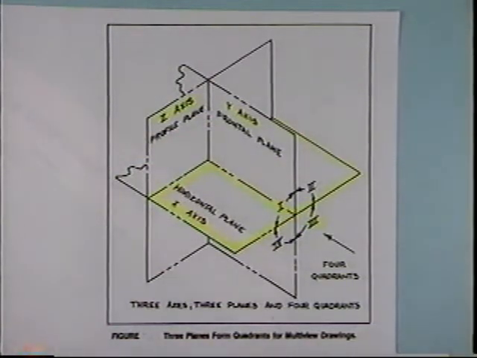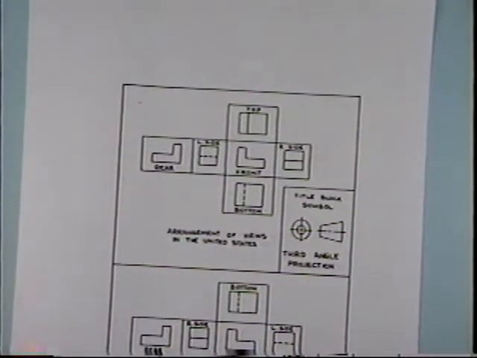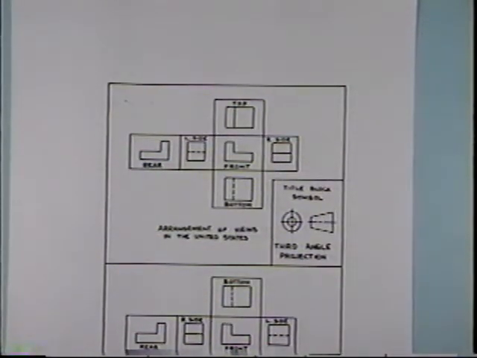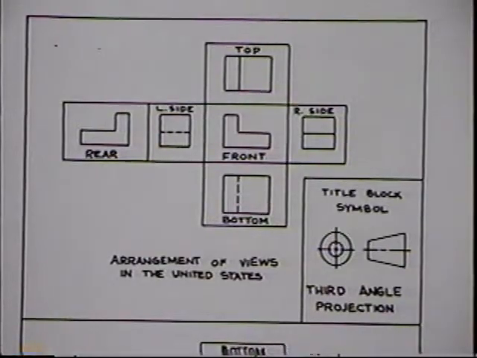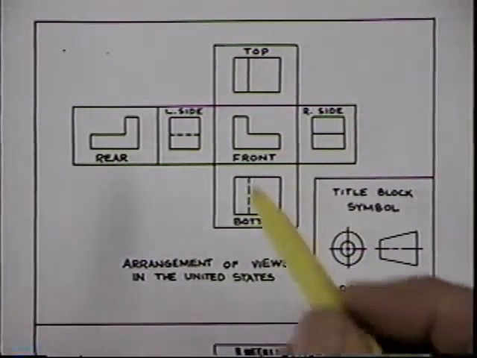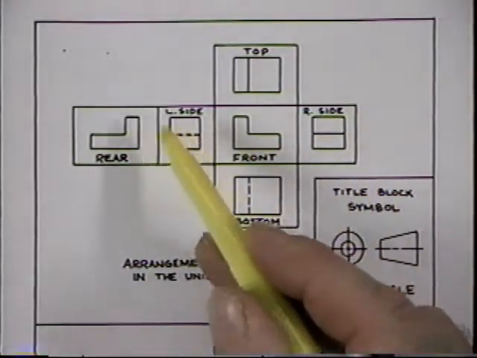In simple terms, the Americans use the projection here, and they use what we call third angle projection. And with third angle projection, we get an arrangement of the views where we've got a front view, a top view, a bottom view, a right side, a left side, and a rear.